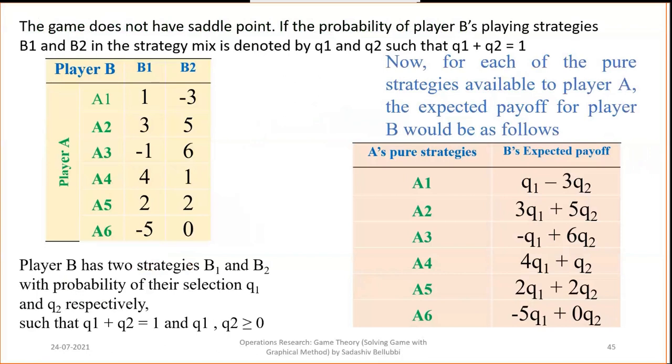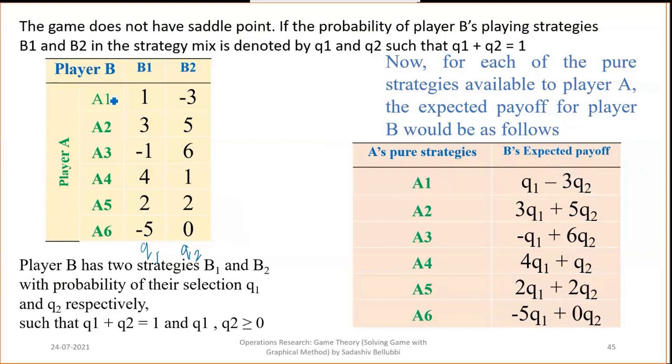If the game does not have a saddle point, the probabilities of player B playing strategies B1 and B2 in the strategy mix are denoted by Q1 and Q2. For A1, A2, A3, A4, A5, A6, the probabilities will be P1, P2, P3, P4, P5, P6. Now for each of the pure strategies available to player A, the expected payoff for player B would be as follows. We need to add this statement and this table also.